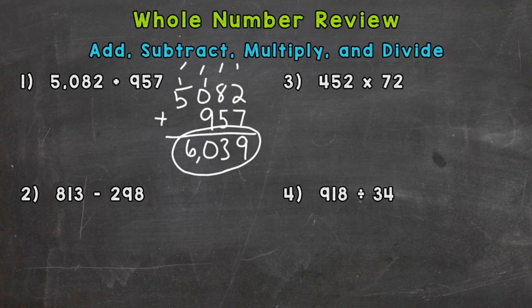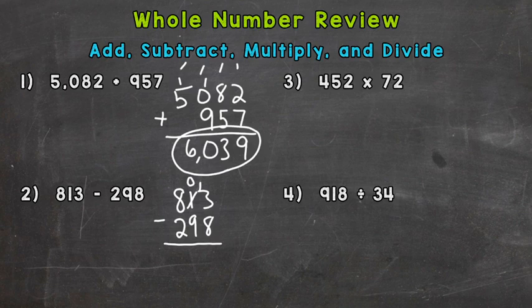Number two, subtraction. Same thing as addition. We need to make sure our places are lined up, then we can subtract. So 813 minus 298. Now this is a borrowing subtraction problem because we cannot do 3 minus 8. That would get us into the negatives, which we are not going to deal with for this problem. So we need to borrow. So we borrow from the 1, and it's now a 0. This 3 is now a 13.